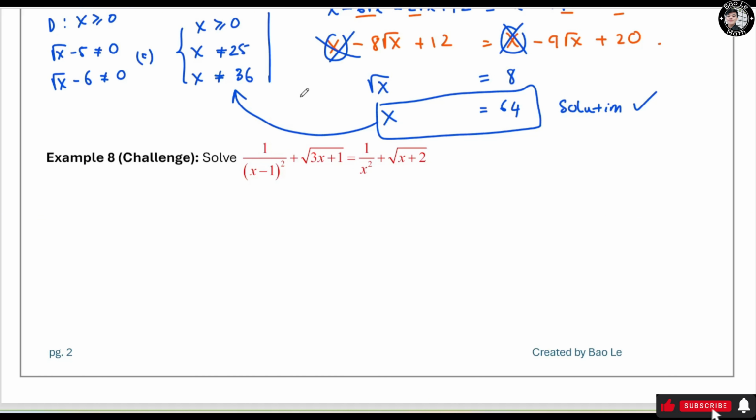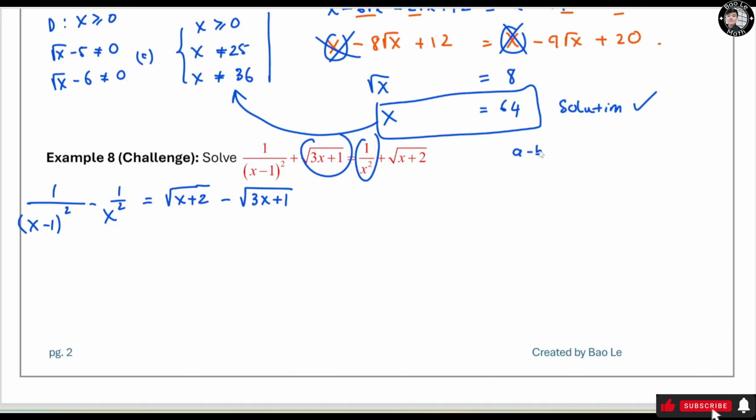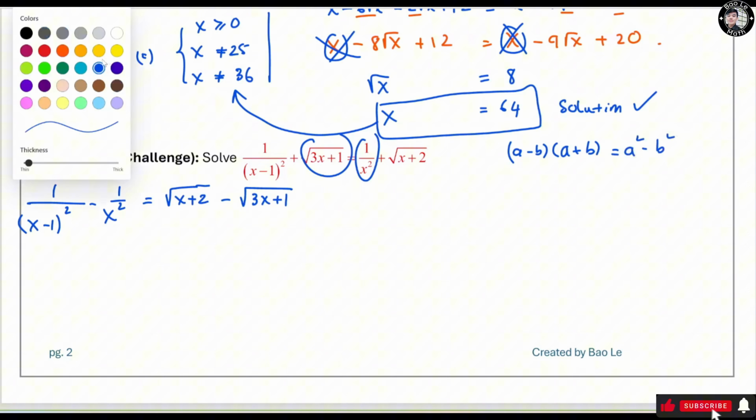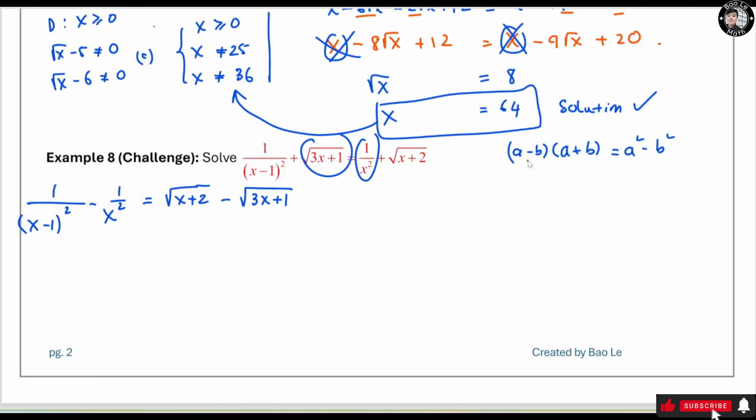The last example is really challenging. Alright, so we're going to subtract this guy from both sides, right? And then subtract this guy from both sides. So this guy turns out to be the difference of two squares: a minus b times a plus b equals a square minus b square, right? This guy right here is called the conjugate of this one. This guy is called the conjugate of this guy, right? So I have a minus b, this guy is a, this guy is b, right? And it's a plus b, right?